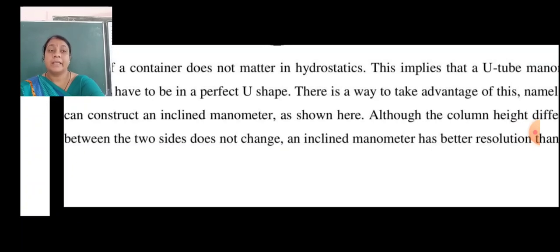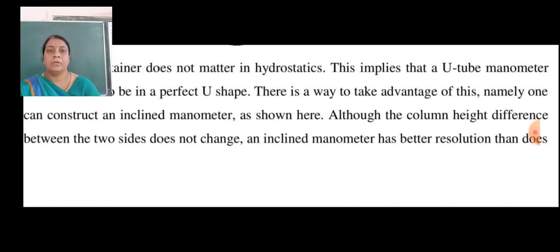This implies that a U-tube manometer need not be in perfect U shape. There is a way to take advantage of this, namely one can construct an inclined manometer as shown here. Although the column height difference between the two sides does not change, an inclined manometer has better resolution. So in this way we are able to measure the atmospheric pressure.